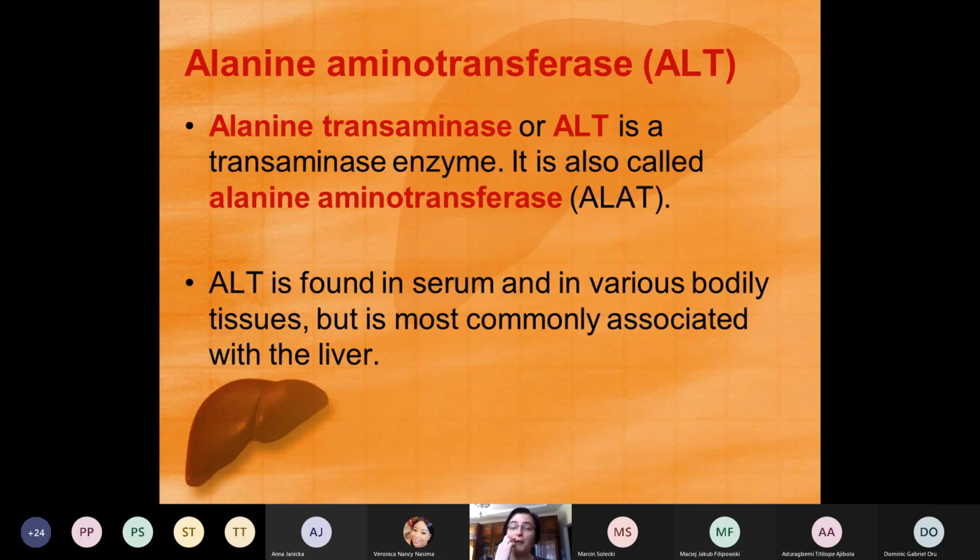parenchymal jaundice is present, not obstructive or hemolytic jaundice. Alanine aminotransferase is one of the very important enzymes for the liver, yes. As I hope you remember from the video about physiology, alanine transaminase is a transaminase enzyme. It is also called alanine aminotransferase. It is found in serum and in various bodily tissues, but is most commonly associated with the liver.